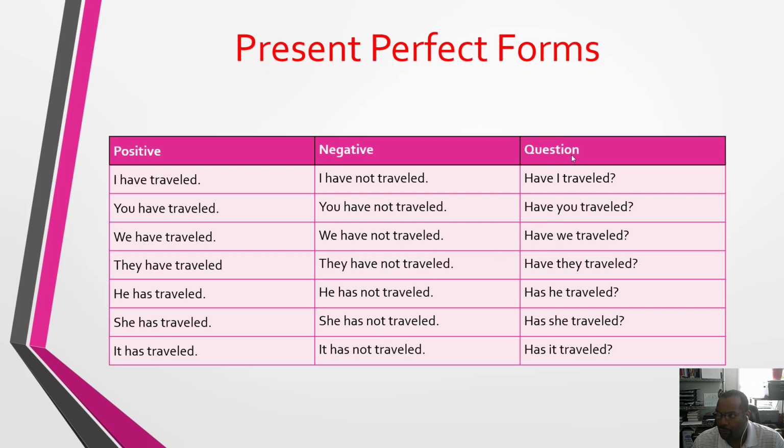Okay, so let's move over to the question, right? Now, this is where we flip the subject and have, has, right? So, have I traveled? Have you traveled? Have we traveled? Have they traveled? Okay. Now, has he traveled? Has she traveled? Has it traveled? All right. So notice we changed the have to has when we're talking about he, she, or it. All right.